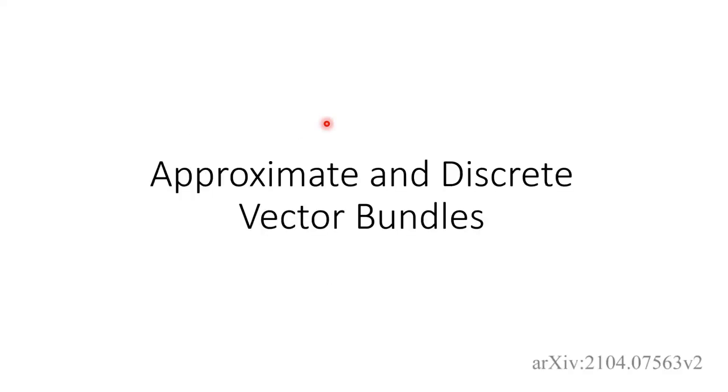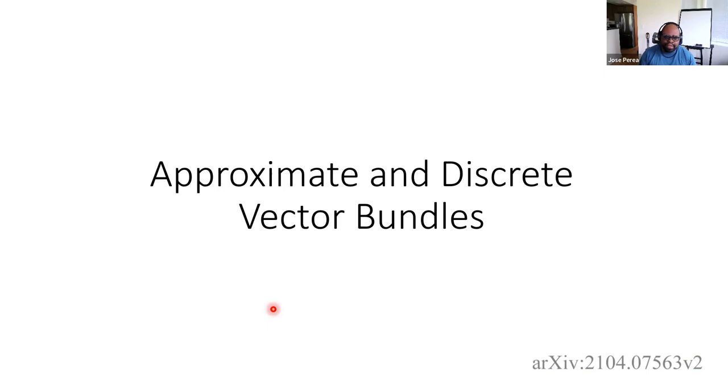Okay, so now I want to move to the world of discrete data. And this is the first of the two papers I advertised. The paper is titled Approximating Discrete Vector Bundles. So what is the premise? The idea is, okay, we have cohomology, we have cocycles. Can we weaken those definitions to make them tolerant to noise and imperfections in data so that we can still talk about vector bundles in the data world?